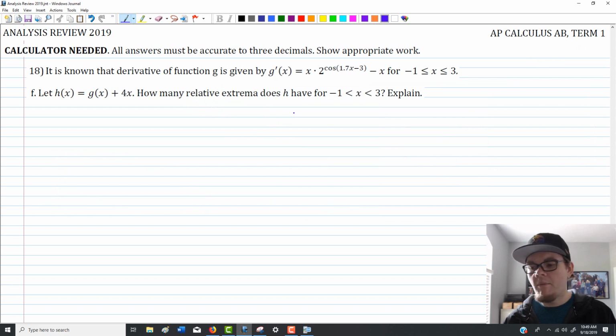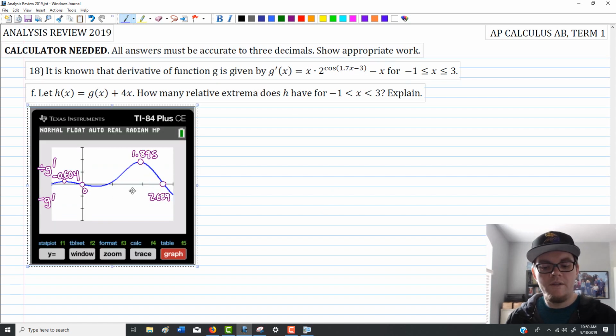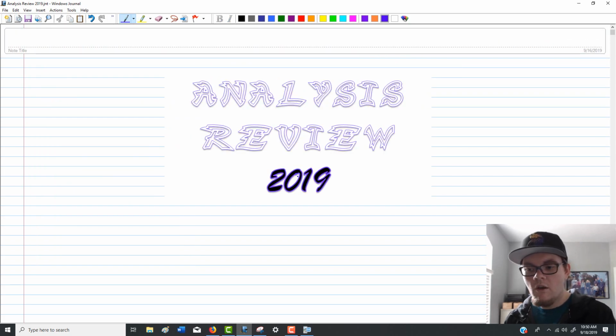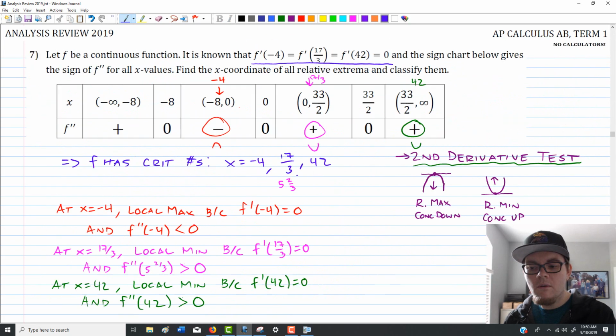Okay, next, our final part of question 18 brings us to 18f. It says, let h of x equal g of x plus 4x. How many relative extrema does h have for -1 less than x less than 3? And once again, let me just throw all this stuff in here. Actually, I'm going to, oh, no, did I go all the way to the top? No.